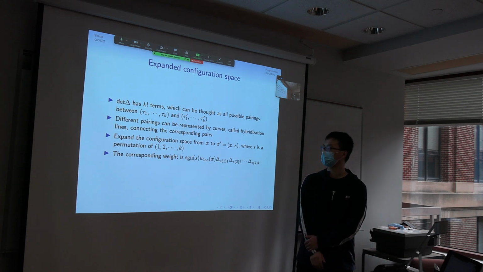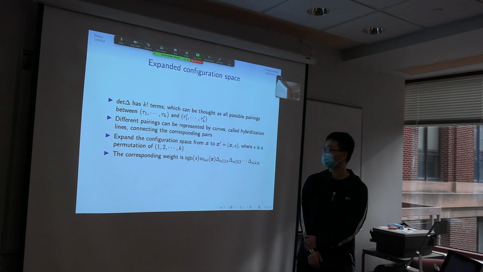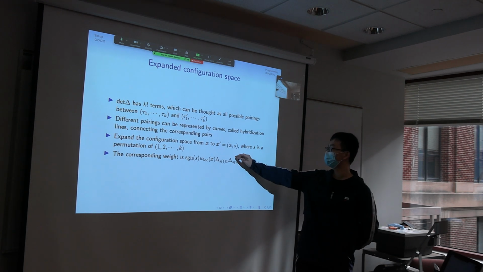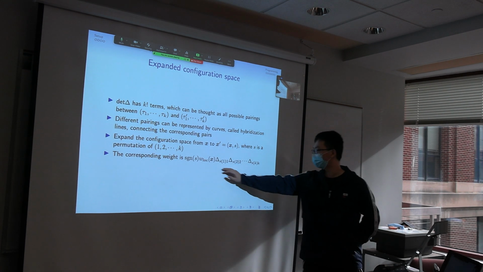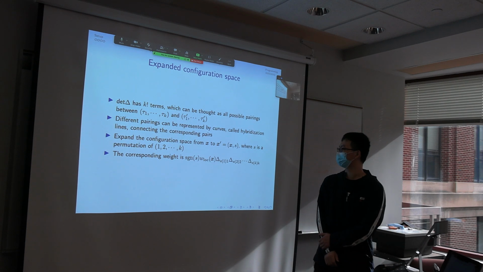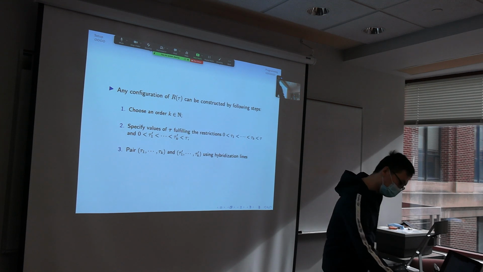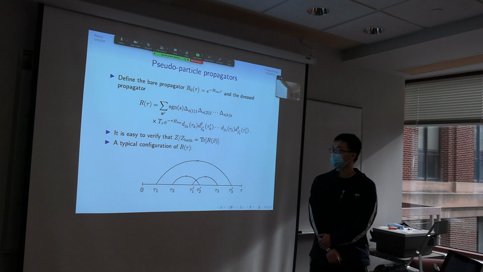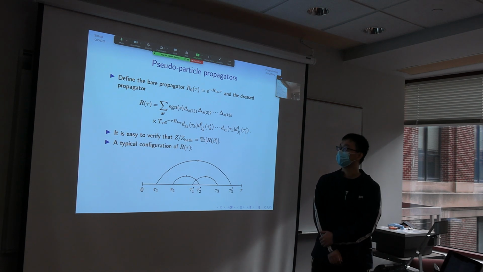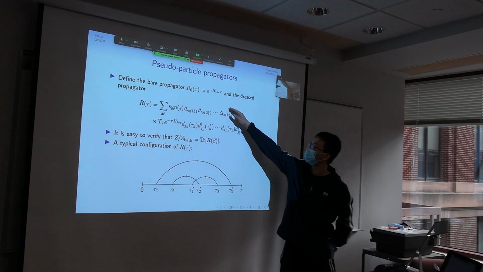What that means is we expand the configuration space by introducing one more degree of freedom. That degree of freedom is the pairing between tau and tau primes. You can write down its contribution as follows. After we expand our configuration space, we can define the pseudo-particle propagators. The bare propagator is equal to e to the minus H tau.